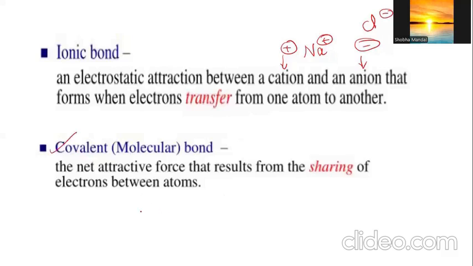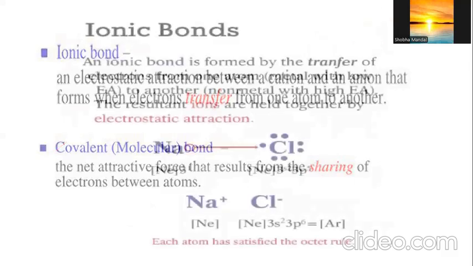Now we're talking about covalent bond. Covalent bond, also known as molecular bond, is the net attractive force that results from the sharing of electrons between atoms. So we'll be seeing some examples of covalent bond and ionic bond.